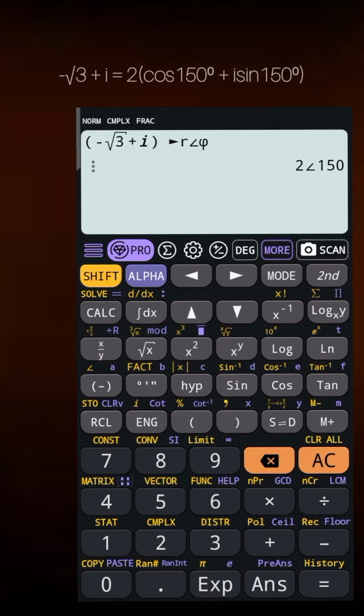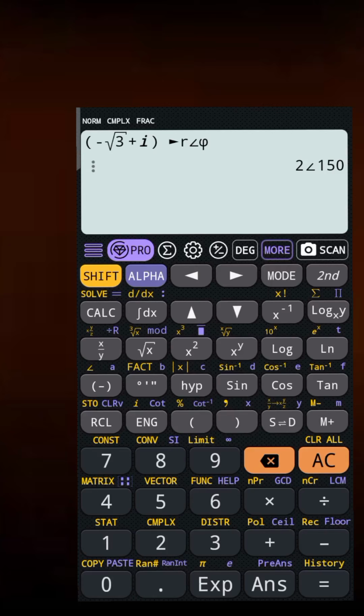Another way is to write it the most popular way. You write 2 in bracket cos 150 degrees plus i sine 150 degrees. You get it? But what is most important here is that this 2 that we have is the modulus of the complex number, and this 150 degrees is the argument, the principal argument.